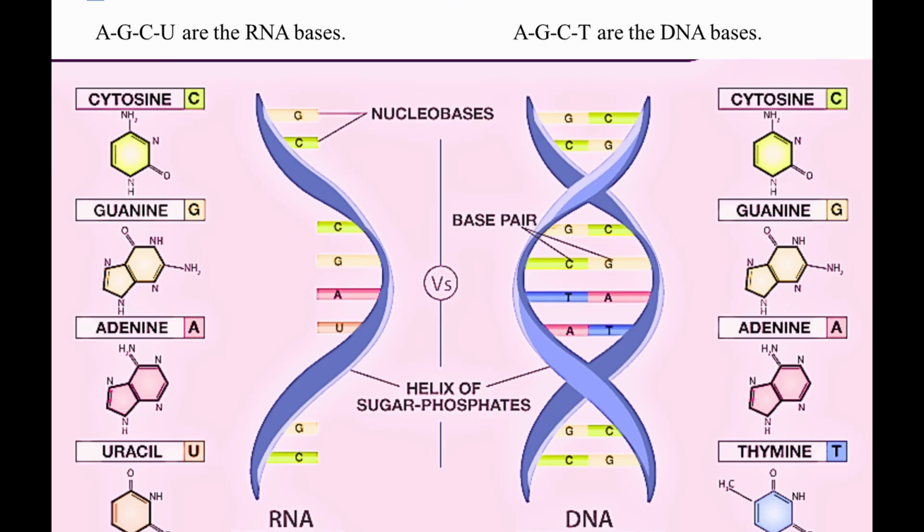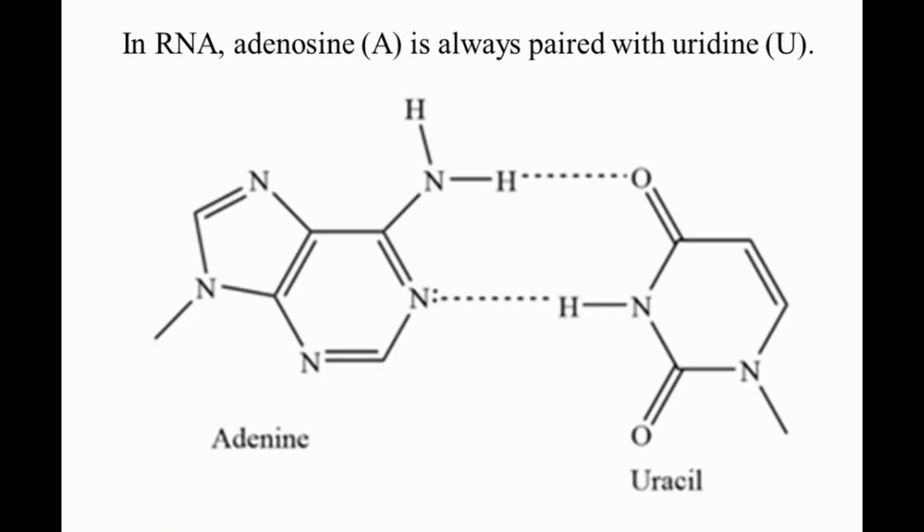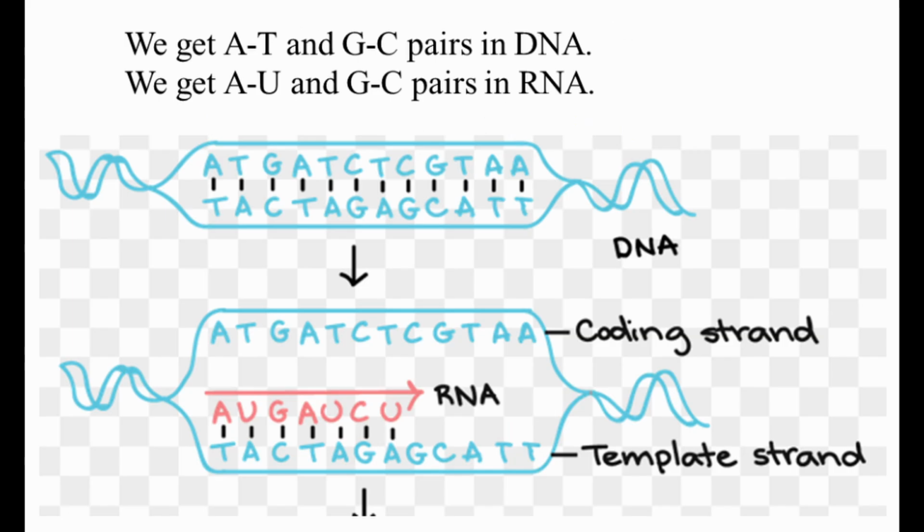A, G, C, T are the DNA bases. A, G, C, U are the RNA bases. Adenine A pairs with thymine T in DNA, or with uracil U in RNA. Guanine G pairs with cytosine C. So, we get AT and GC pairs in DNA. We get AU and GC pairs in RNA.